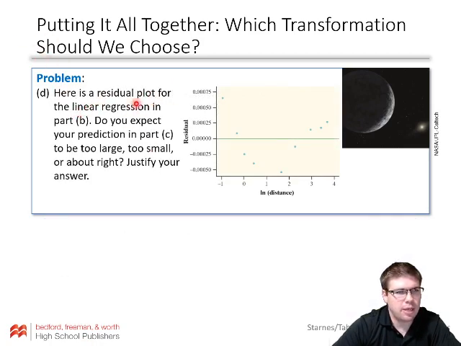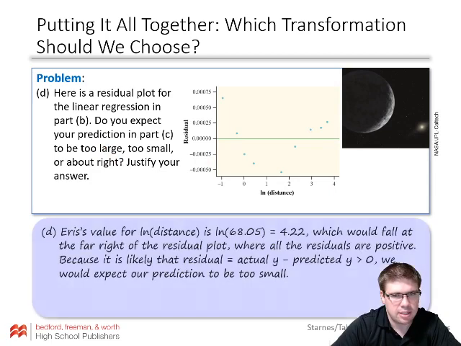Here is a residual plot for the linear regression in part B. Do you expect your prediction in part C to be too large, too small, or about right? Justify your answer. So we do actually see there is a little bit of curve. And so our natural log of distance is 4.22, which would fall at the far right of the residual plot where the residuals are positive. And so because it's likely that the residual, actual minus predicted, is greater than 0, we would expect our prediction to be too small. The actual would be higher. Our prediction is too small in that case.